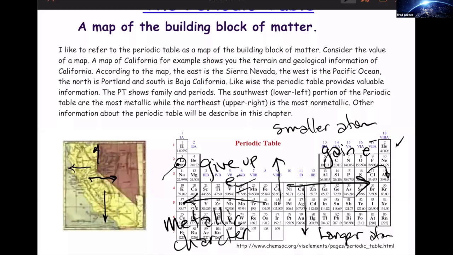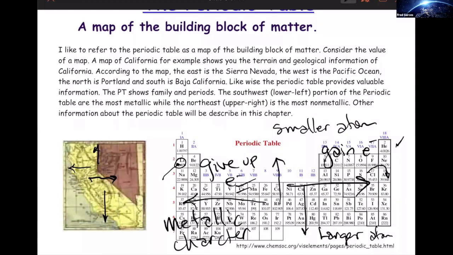Remember the name of the game, and you'll see that in Lewis structures, is that atoms want to give up, gain, or share electrons so that they have the same number of electrons as a noble gas. And by doing so, they form very stable chemicals, very stable molecules. So again, you can think of the trend in that sense: larger atoms to the bottom, smaller atoms to the top. To the left, you've got elements that want to give up electrons. To the right, you've got elements that want to gain electrons.